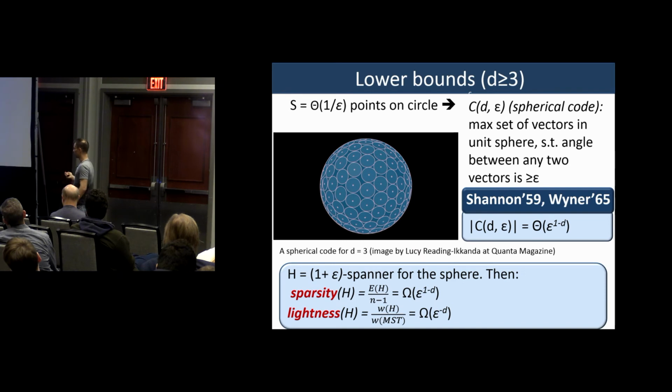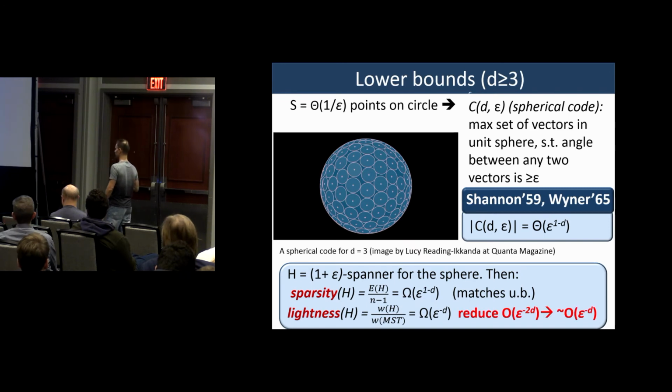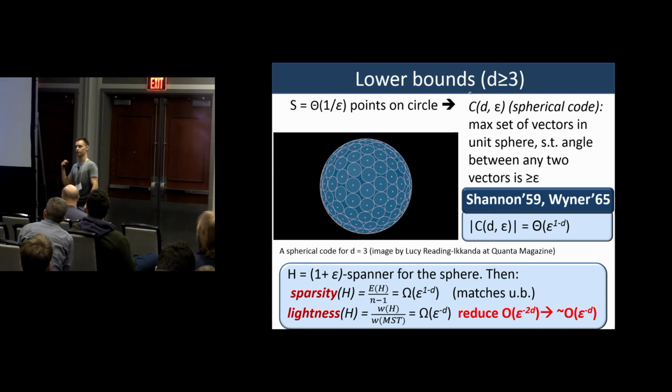And then this lower bound for sparsity matches the upper bound that we mentioned, the classic upper bound, order epsilon to the 1 minus d. But for the lightness, we are still pretty far, because this only shows epsilon to the minus d, and the upper bound that was known was epsilon to the minus 2d. And so we need to go from this to that, and it's a pretty technically long and tedious argument. I will not give any details about that. But we are not done in terms of lightness. We have to work hard for the upper bound.